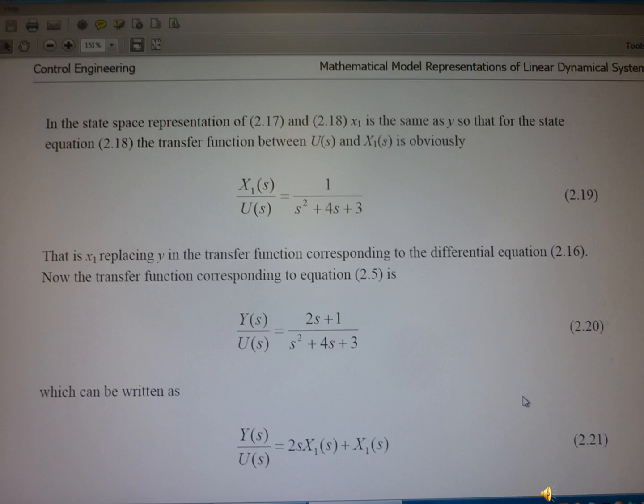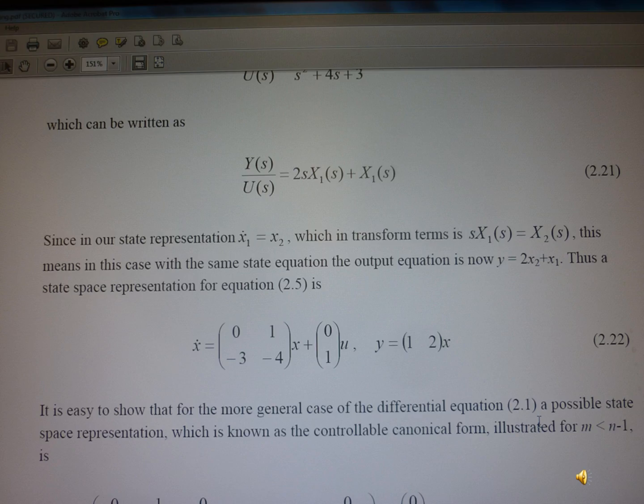And for the output function, Y(s) by U(s) can be 2s plus 1 divided by s squared plus 4s plus 3, so Y(s) by U(s) can be 2s H1(s) plus H1(s). Now the input function, the transfer function system, output function, transfer function system. So if you rewrite Y(s) by U(s) equal to 2s H1(s) plus H1(s), in this case we write out h dot equal to [0 1; -3 -4] h plus [0 1] u and y equal to [1 2] h.